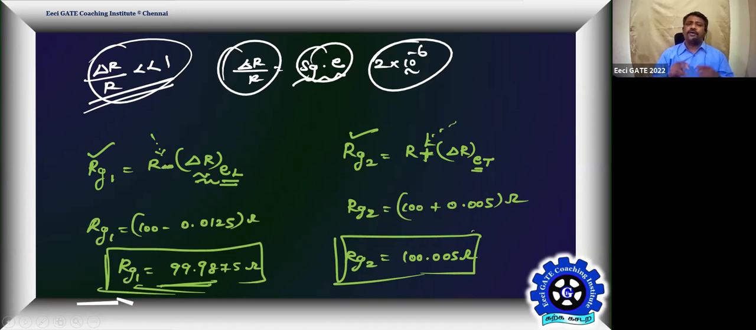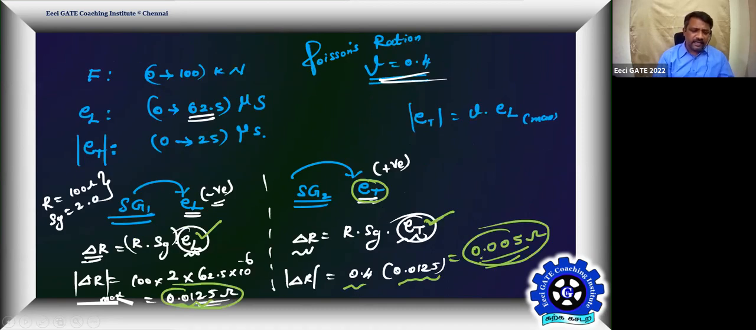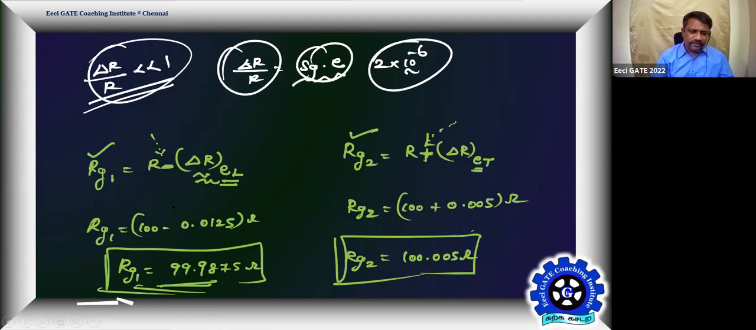Hope it is easy. Don't put the negative sign into delta R. Keep the delta R sign-less, and the sign is given only here. If it is positive strain, make it positive. Negative strain, make it negative. Understand? All of you getting? Yes or no? Yes, sir.